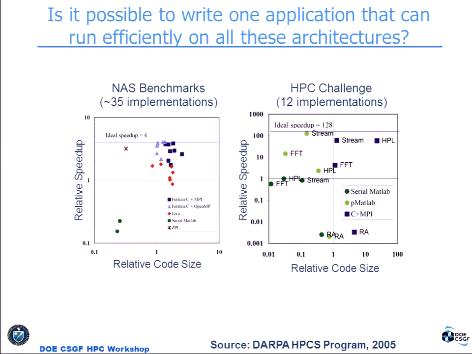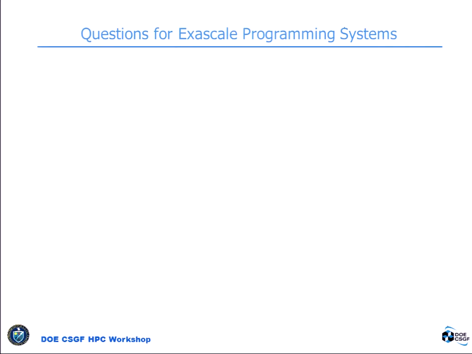And so, right now, intuition is telling us that we can't do this. There's not really a good way to write one application that runs efficiently on all architectures. But we're optimistic. We're scientists after all. We think there's some way we can solve this problem, and it's an important problem.